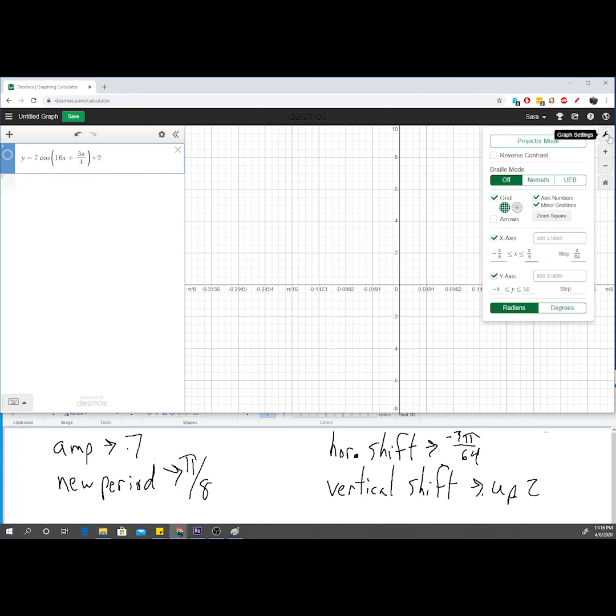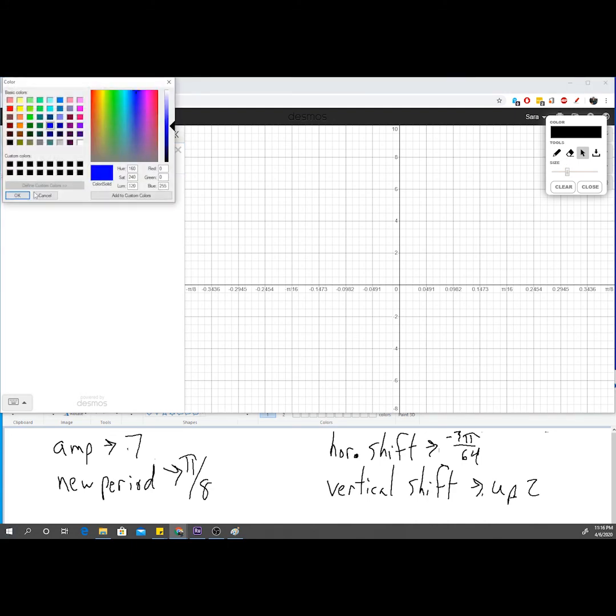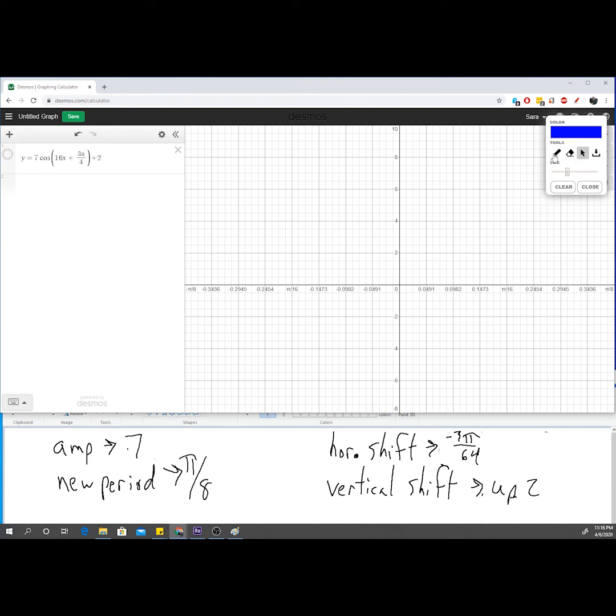Okay, so I like how this all looks. Let's pick a new color. We're going to start by graphing just your new amplitude with your bx, or in other words, to show what's happening with your new period. Cosine normally starts at the top. In this case, the top is at 7, not negative 7, because I don't have it flipped upside down this time. And you're going to end here at pi over 8.